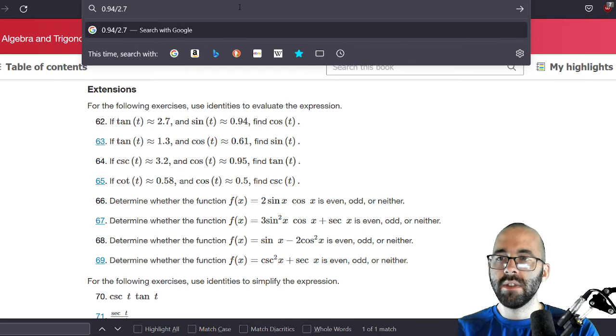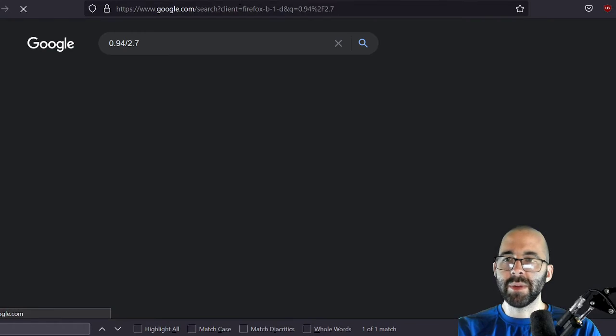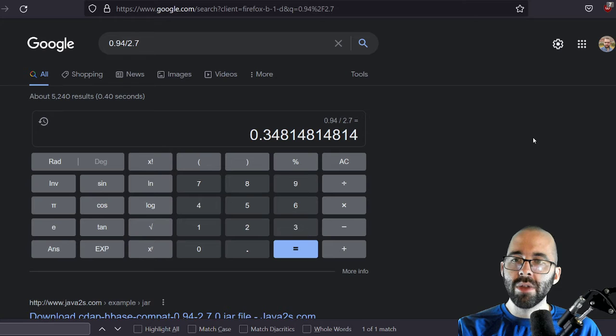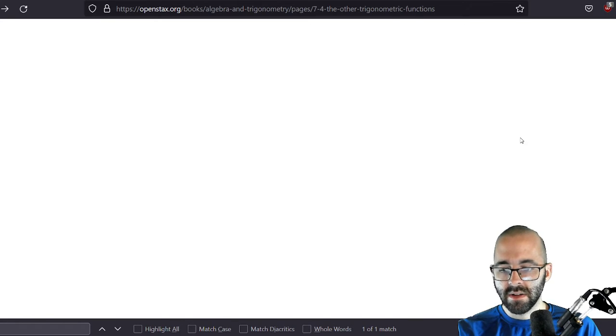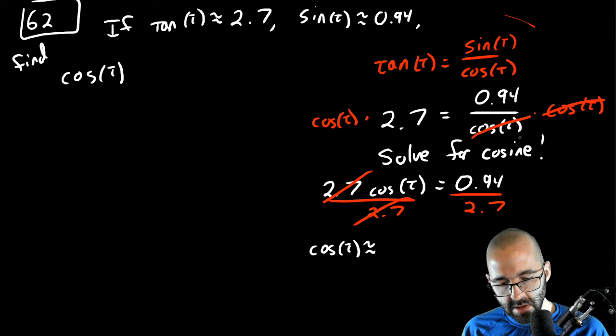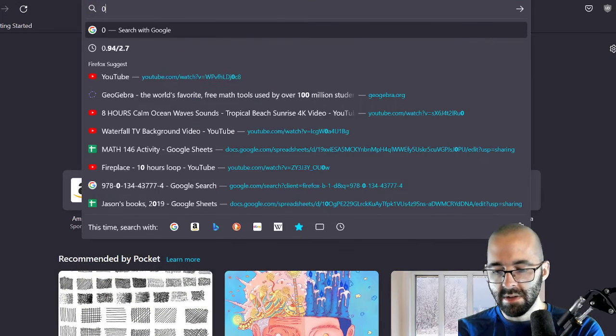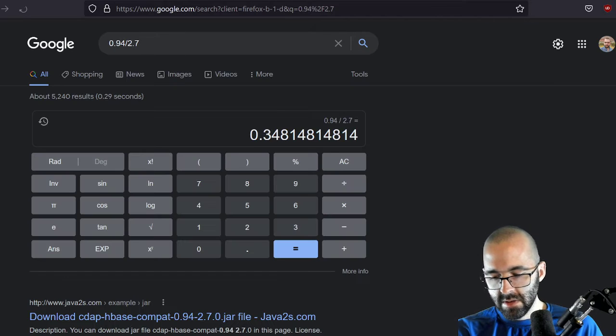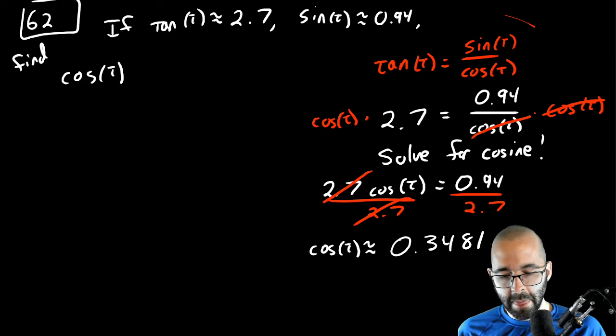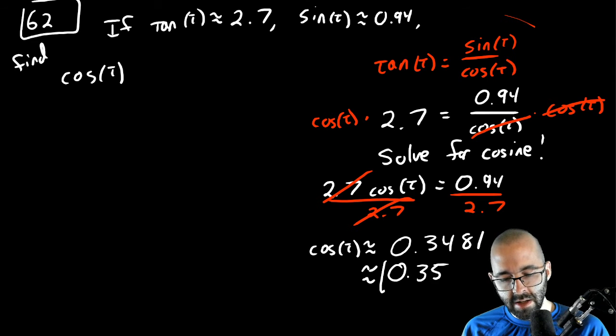0.94 divided by 2.7. Oh, come on, Google, don't let me down. Is about 0.3481. Let me just make sure I type this in right. 0.94 divided by 2.7. Yeah, 0.3481. And actually, hold on. The other two are rounded to 2 decimal places. Let's round this one to 2 decimal places too. 0.35.